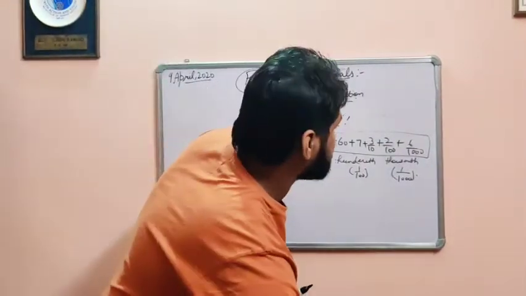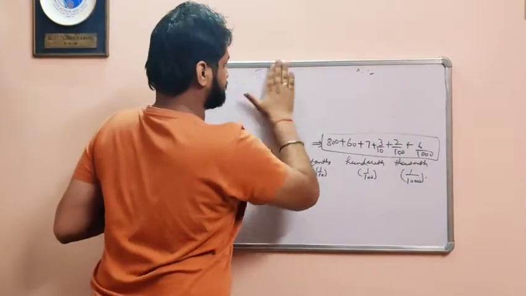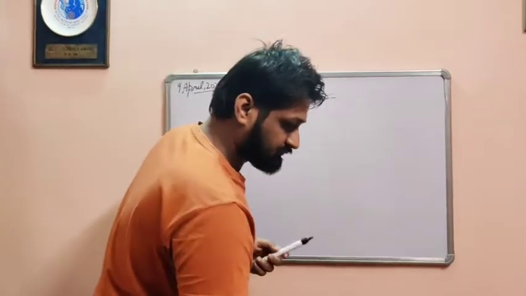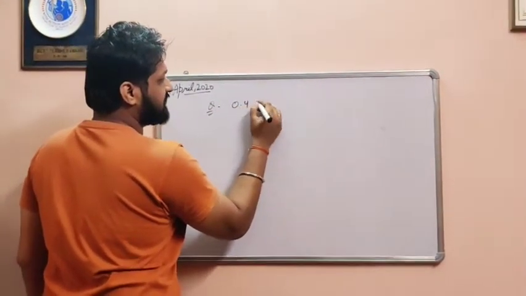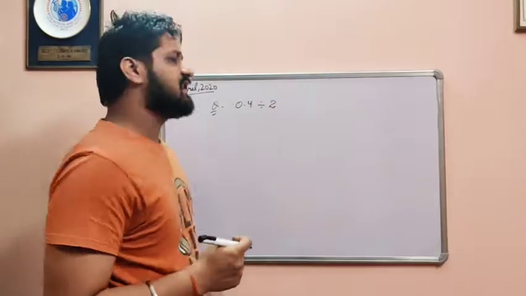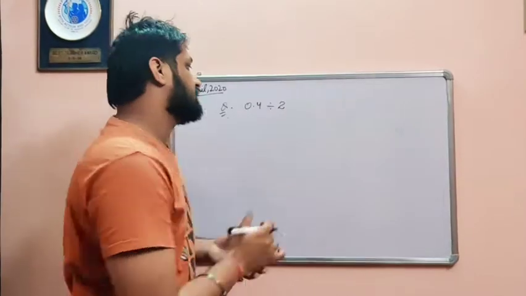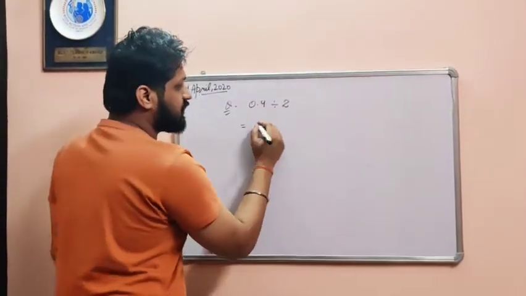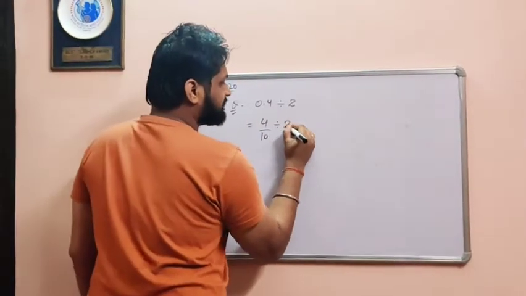Now let's do the questions on the division of decimal numbers. Question is 0.4 divided by 2. Very simple question. Let's see how we will do the division in the case of decimal numbers. First of all, the step is to convert the decimal number into fraction form. So 0.4 can be written as 4 by 10 divided by 2.